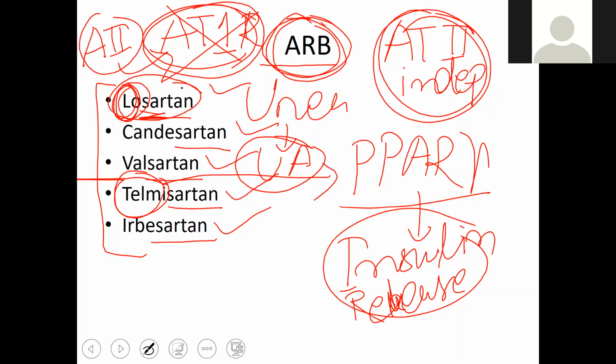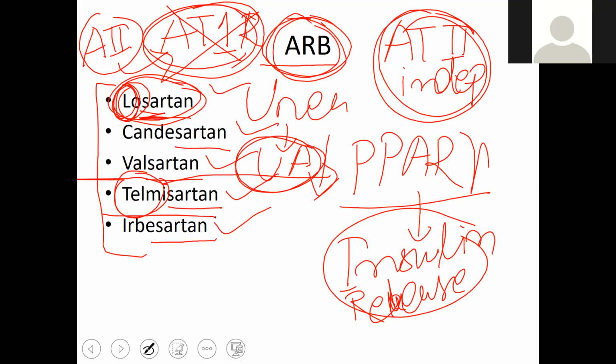Like in ACE inhibitors, we remembered ramipril, Ramban, the longest acting. Similarly, something like this, losartan. It is some mnemonic-like thing. You can remember. So you can be asked: which drug causes insulin-like action in addition to ARB action? So this is telmisartan.